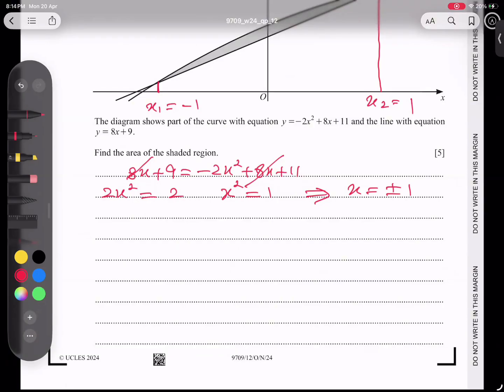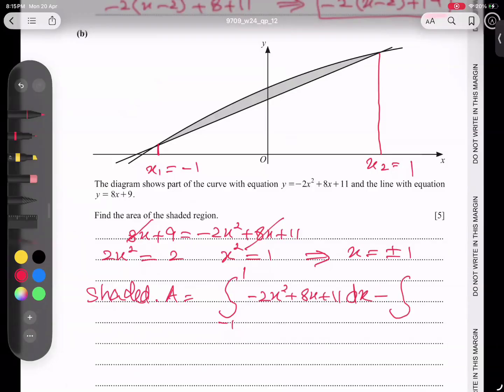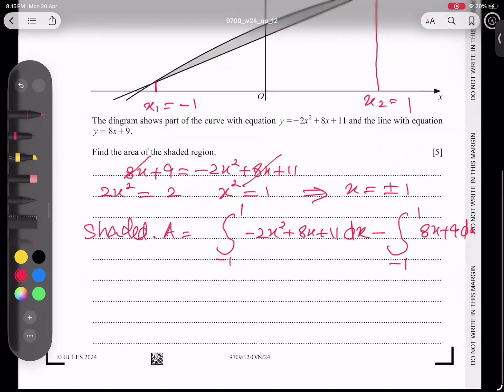Okay. After this, what is the planning now? Do you know, students, if I integrate a curve equation, I'll get the full area till the x-axis, and when I integrate a line equation, I'll get a white region. So how to get the shaded area? Nothing hard, the planning is simple. I integrate from -1 to +1 the curve equation, -2x to power 2 plus 8x plus 11 dx, with a negative sign, and when I integrate from -1 to +1 the line equation 8x plus 9, I will get my answer. Now I think you can do it easily.